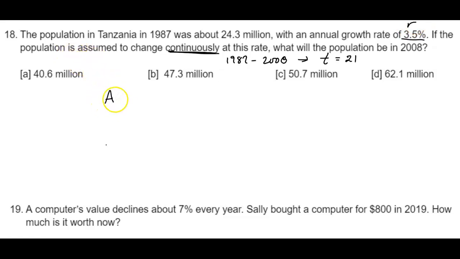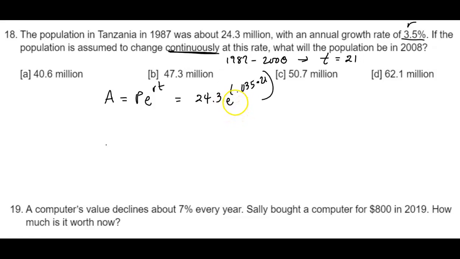So our final value equals the principal, which is our initial value, times e to the RT. All right, we are trying to find the final value. Our initial population was 24.3. Multiplying that by e raised to the 0.035 times 21.